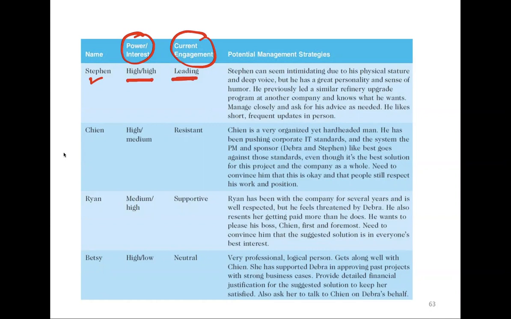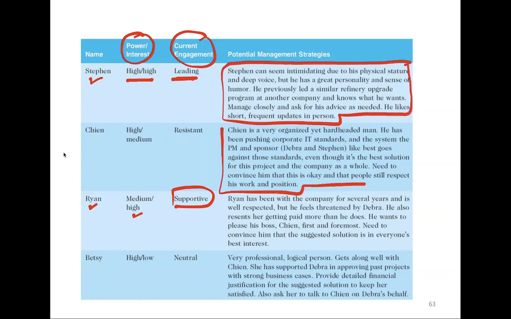and at the same time his stakeholder engagement level is leading. While Ryan has medium power and high interest, and his current engagement is supportive. And maybe you could also have some strategies to provide potential management for each stakeholder that could be added in the classification table.